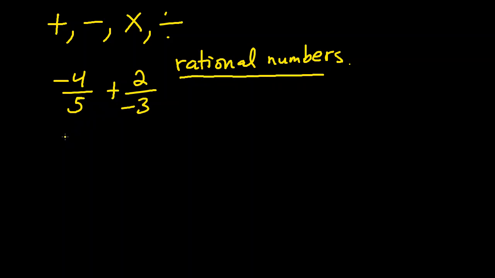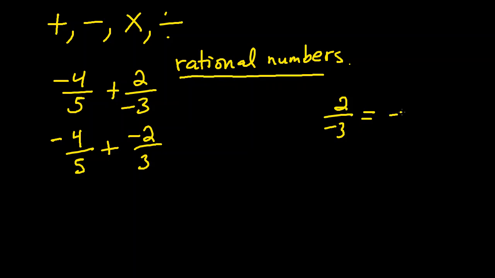When I do that, this problem changes into negative 4 over 5 plus negative 2 over 3 instead of 2 over negative 3. Basically, 2 over negative 3 is the exact same as negative 2 over 3. And that's because, for example, let's say we had 2 over negative 3. If you were to do this on your calculator, you would get a decimal number. You get negative 0.66 repeating, to be exact.